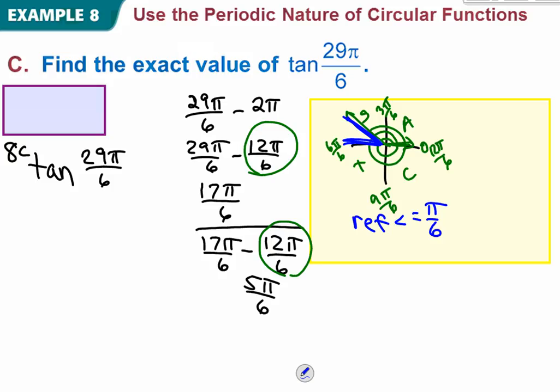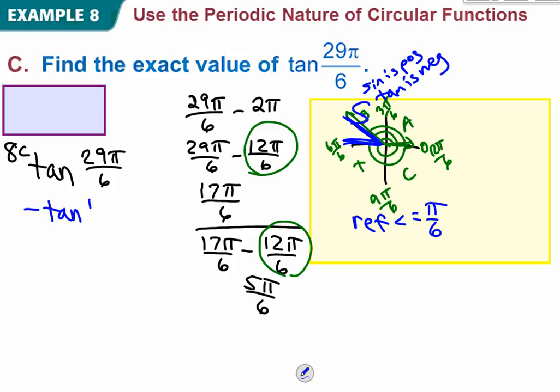All students take calculus. Students. Students means what? What's positive in that quadrant? S. What is S? Sine, right? So sine is positive there. We're finding tangent. So is tangent positive or negative? It'll be negative. So this S means sine is positive. So tangent is negative. Tangent is negative. So the tangent of 29 pi over 6 is the negative tangent of, what's our little angle?